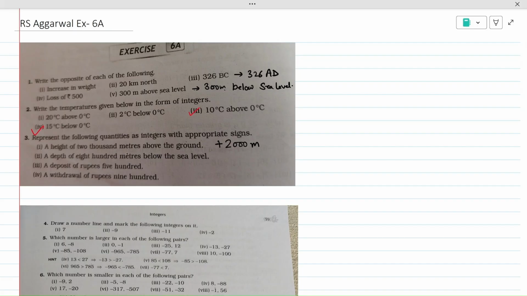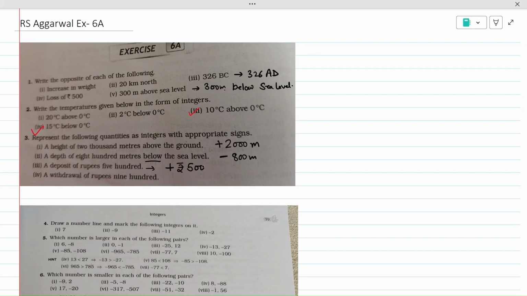Okay. Next, we have a depth of 800 meters below the sea level. So how we have to find it out? Sea level is the base here and we are talking below sea level. Below means negative. And what number? 800 meters. So this is minus 800 meters. Next, we have a deposit of rupee 500. So we are depositing. Depositing means credit. We have done this in NCERT book. So a deposit means plus of rupees 500. So this is rupee symbol and 500.